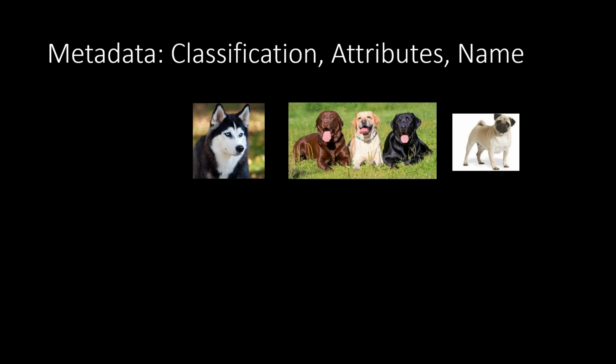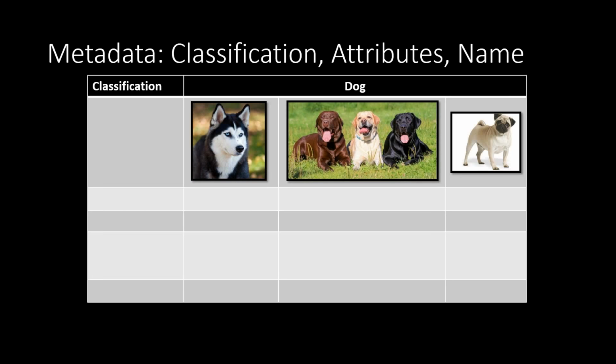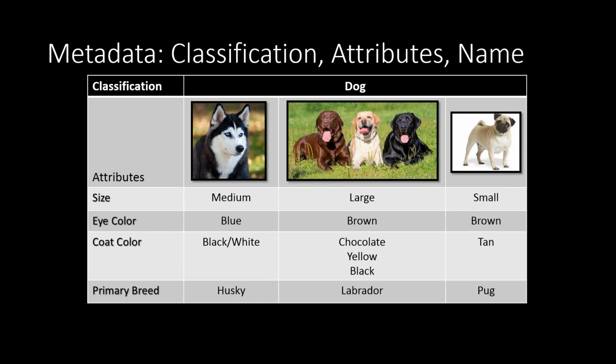But what you do want to do is be more specific. So you probably want to say, hey, I'm interested in adopting a dog. But is that really enough information? So I would argue that it's not. There are attributes about these different types of dogs. So we have classification dog and then some attributes describing them that can really help us dial down to what we're really looking for. So if we look at the husky, the medium size, blue eye color, black and white coat, and has a primary breed of husky.